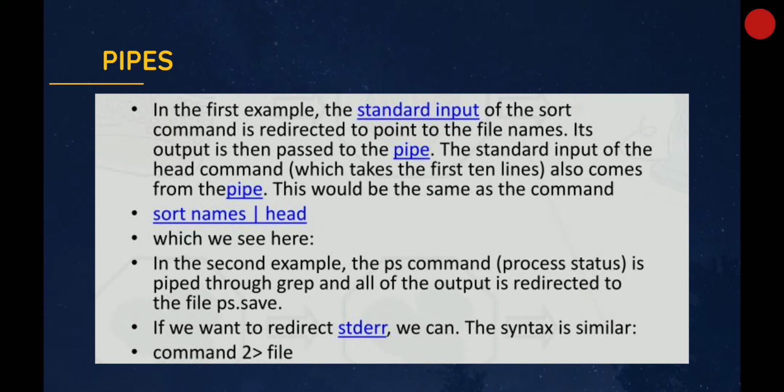In the second example, the ps command, which is process status, is piped through grep, and all the output is redirected to the file ps.save. If we want to redirect standard error, we can use similar syntax, that is, command 2> file.